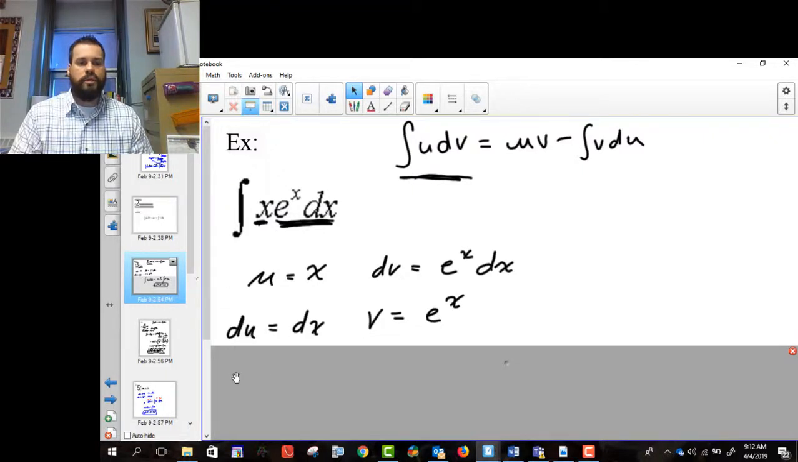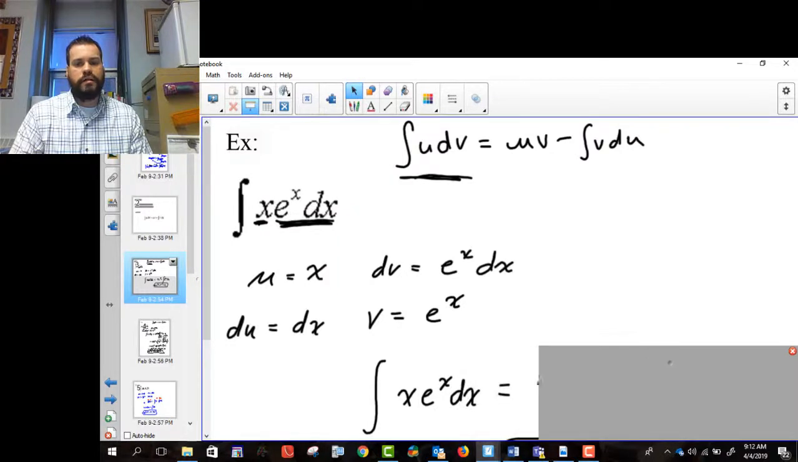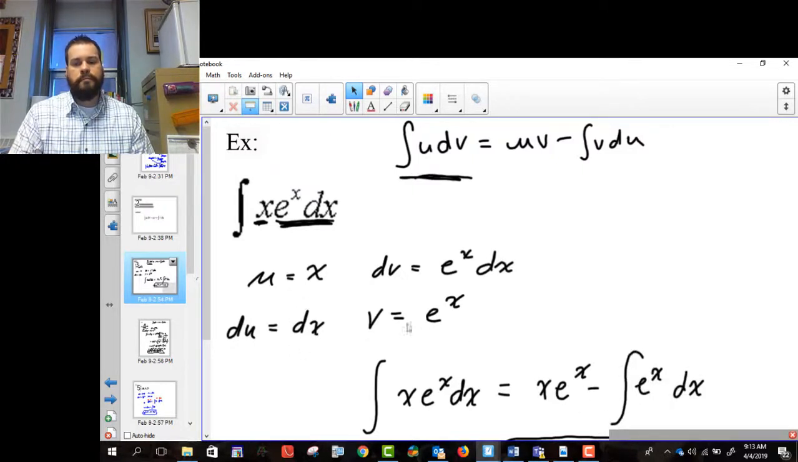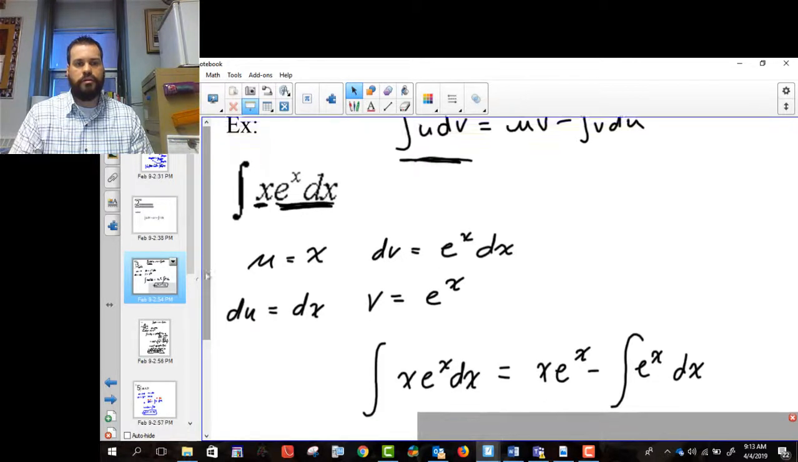And then what I do is I follow the format. So I say the integral of x e to the x dx is equal to u times v, so it's going to be x e to the x, and then minus the integral of v du, so minus the integral of e to the x dx. So that gives me this. And that's just filling in the formula. And again, we arrived at that formula by using the product rule for derivatives and integrating both sides.